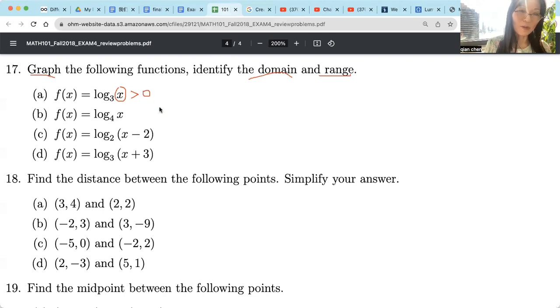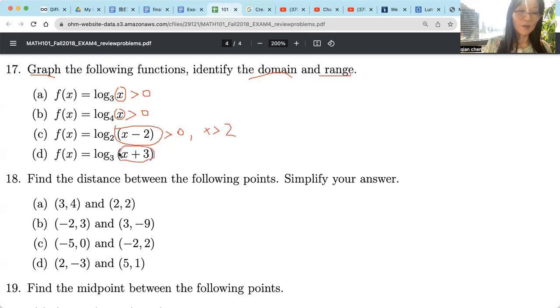which is, it cannot be 0, cannot be negative. Okay, it has to be a positive number. So same thing for this, x has to be greater than 0. Then for this one, it means x minus 2 has to be greater than 0, which means we add 2 on both sides, which means x has to be greater than 2.